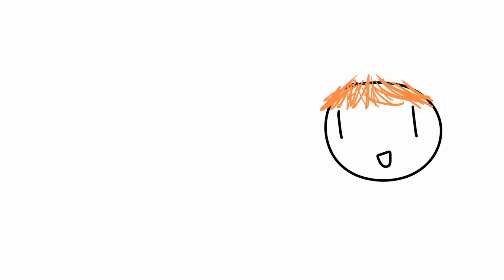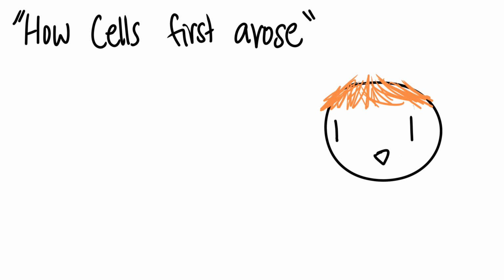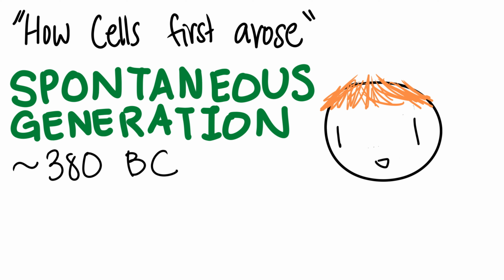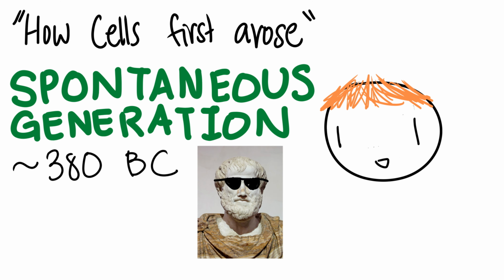So even though this is a science video, there is still some history behind this. But don't worry, it won't be a lot. I also don't really enjoy history myself too. But when the cell theory first originated, the first solution to the problem of how cells first arose was known as spontaneous generation, which was founded during the old times, around 380 BC by the guy named Aristotle.